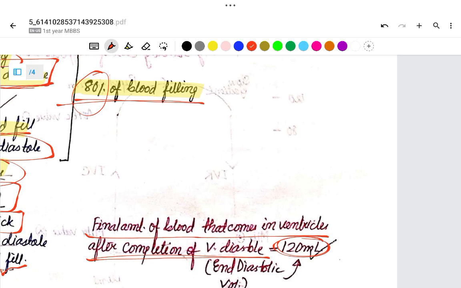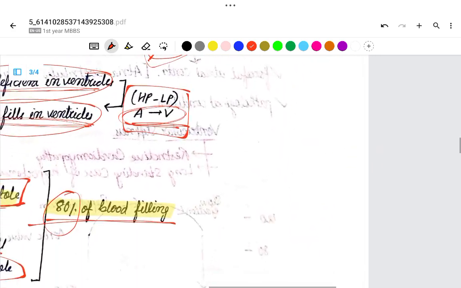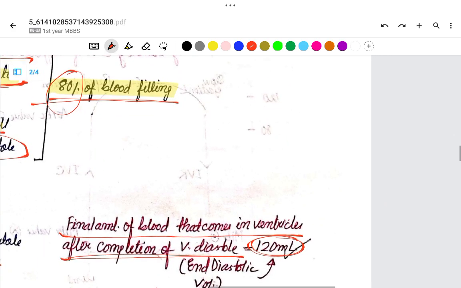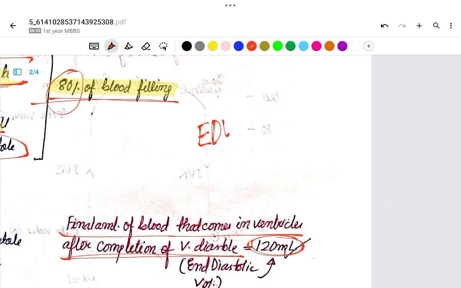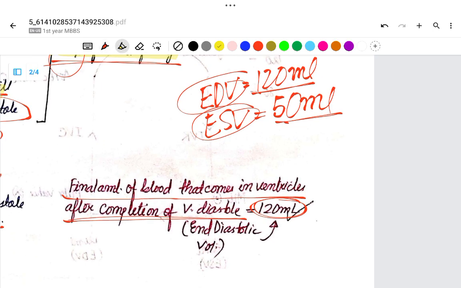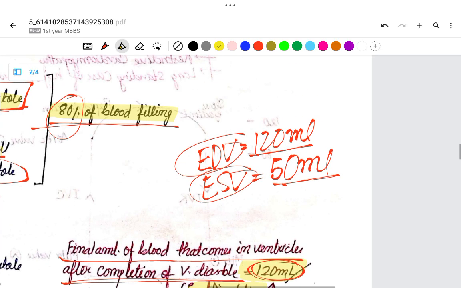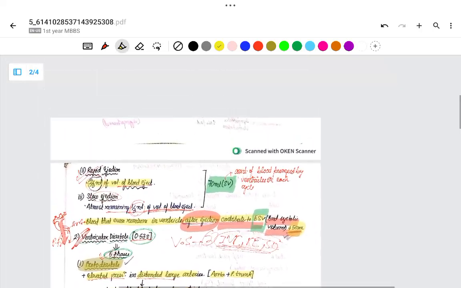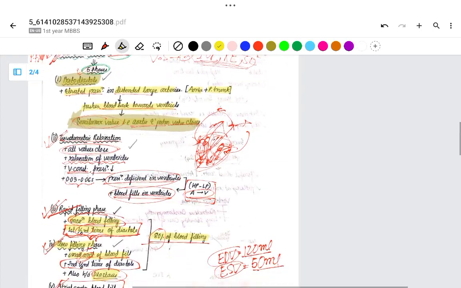So, what is end diastolic volume? End diastolic volume is how much? 120 ml. End systolic volume is how much? You have seen that the end systolic volume, the blood remaining in the ventricle, is 50 ml, right? The end diastolic volume is 120 ml, and the end systolic volume is 50 ml.